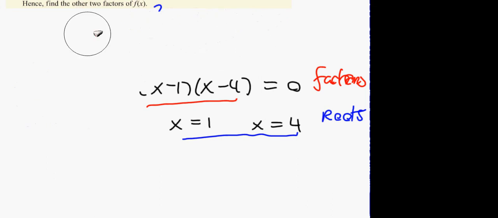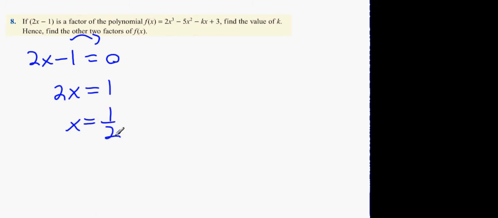Now, what I'm going to ask you guys is, if 2x minus 1 is a factor, what's the root? Rory, what's the root? Half. 2x equals 1, x equals a half. A half is the root. If I replace all x's with a half, what should it come out to be? 0. Let's see if it does.